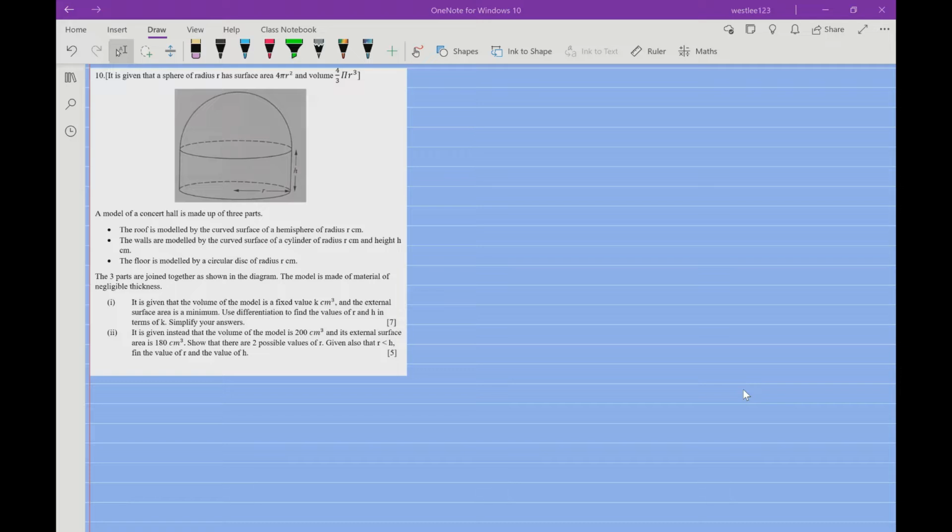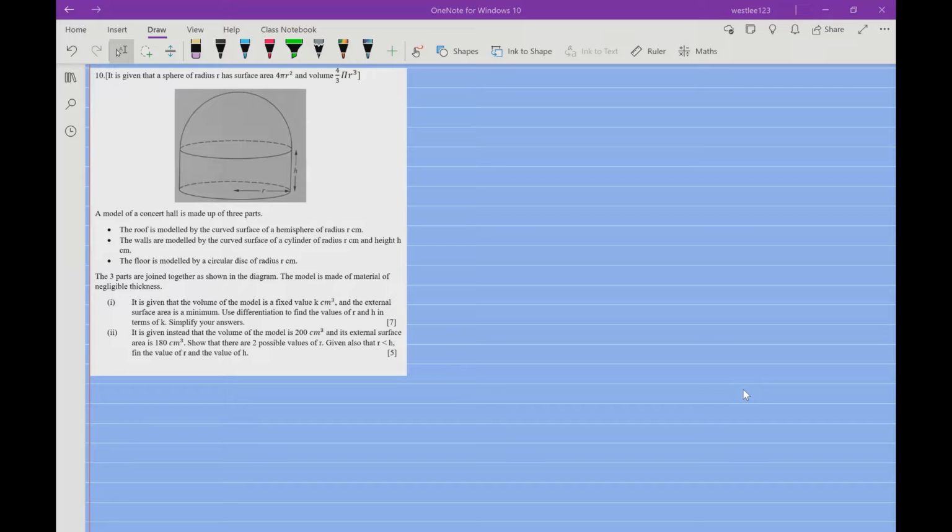Okay, hi everyone. In this video, we will be looking at the 2012 A-Level H2 Math paper, question 10 on application of differentiation. So in this question, we are given a model of a concert hall made up of the hemisphere, the cylinder, as well as a base surface, which is a circular disc. Okay, so the three parts are joined together as seen in the diagram.